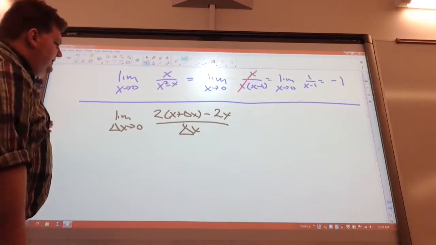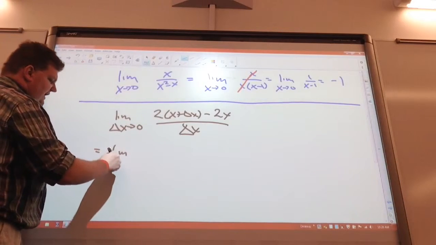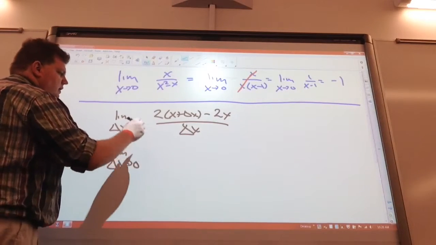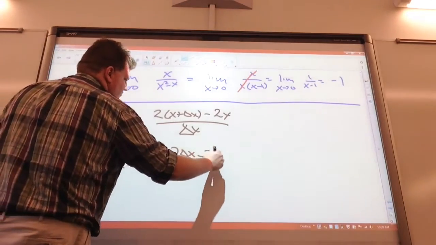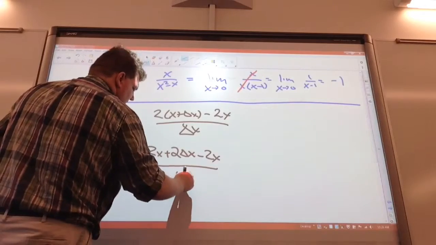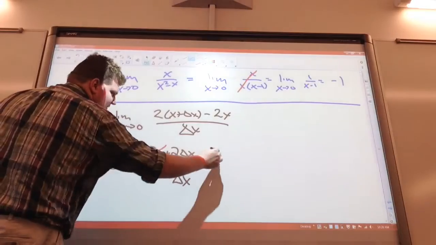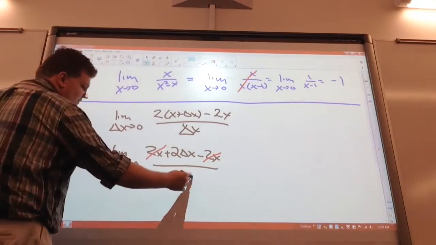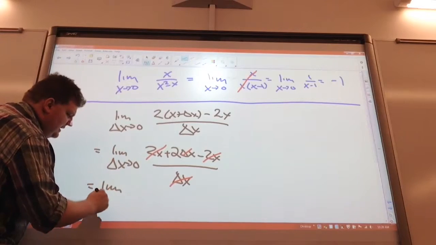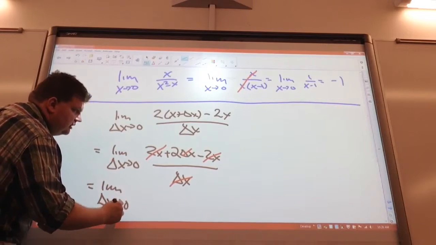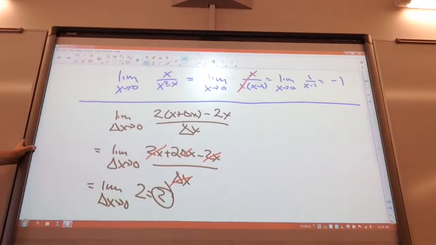Let's handle this one analytically. Cleaning up the top real fast will give me the limit as delta x goes to 0 of 2x plus 2 delta x minus 2x over delta x. What's going to happen to those two x's? They cancel. What's going to happen to the delta x? It's also going to cancel. So I'm really left with the limit as delta x goes to 0 of 2, which is 2. So that's my answer.